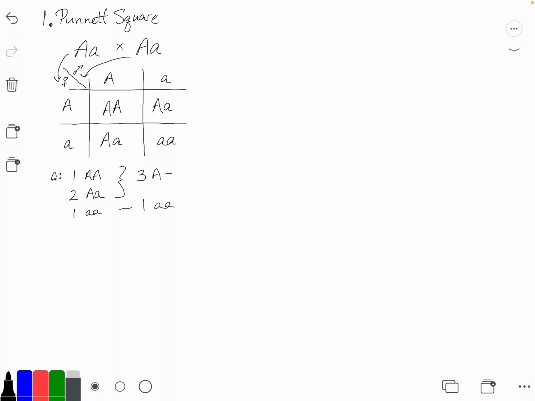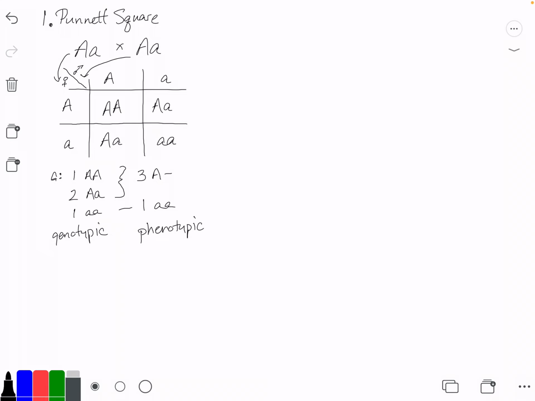So what I want to point out here is that we have the genotypic ratios that can be obtained just by counting up the boxes in the Punnett square. And then we have the phenotypic ratio, or what outcome am I going to actually observe. That has to be interpreted based on the particulars of this system.